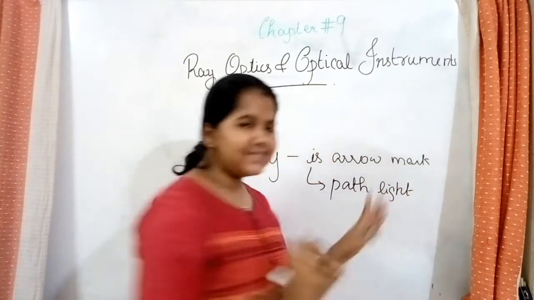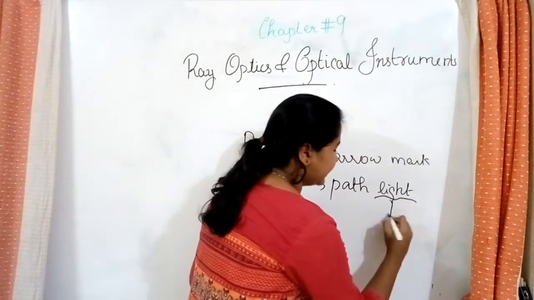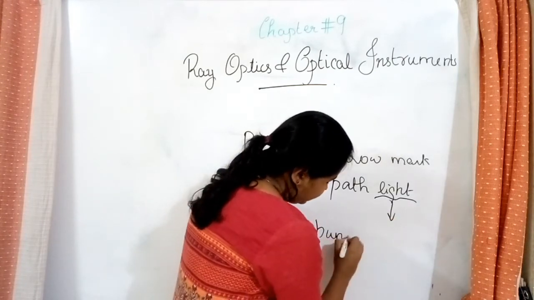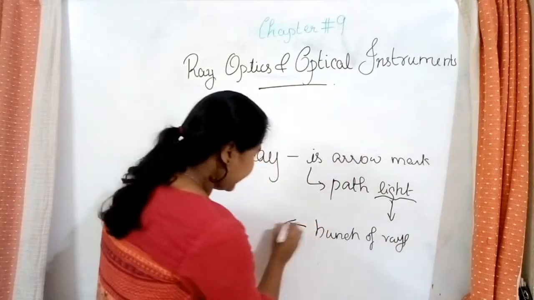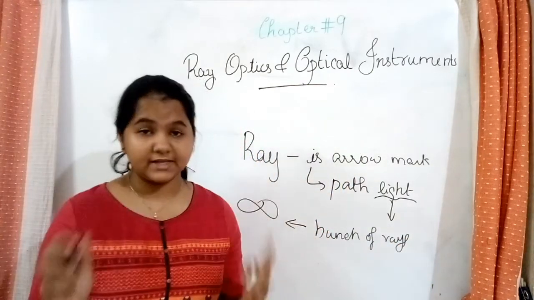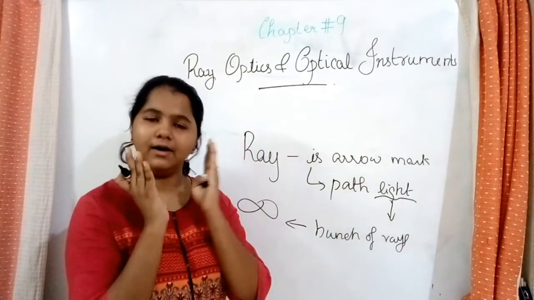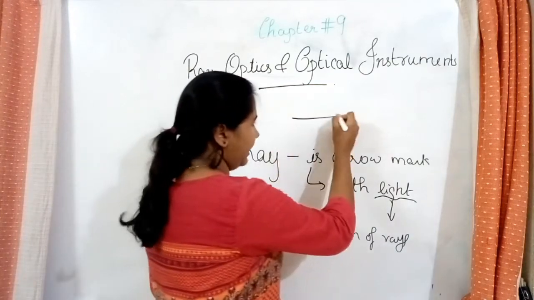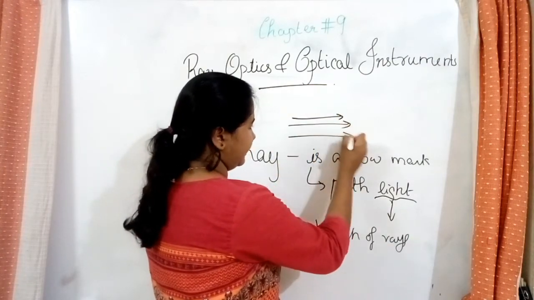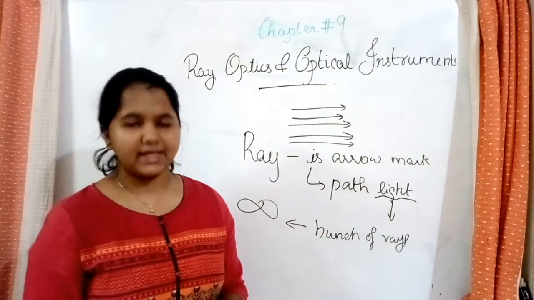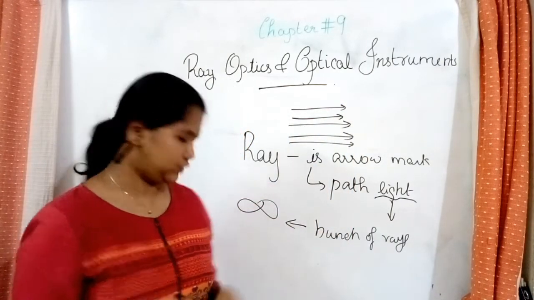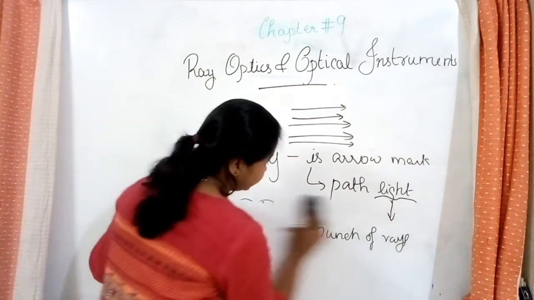So, to say, light is a bunch of rays. Bunch in the sense that an infinite number of rays forms a light. So, this is a ray, and this is a light. So, we learned about rays. There are two types of rays that we have to learn. Let's see what the two types of rays are.